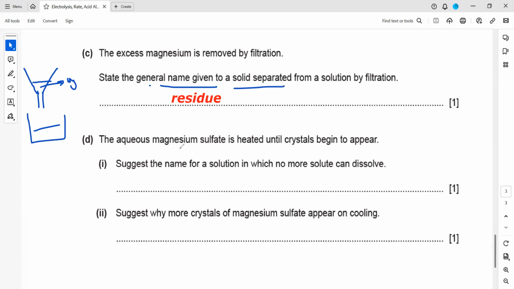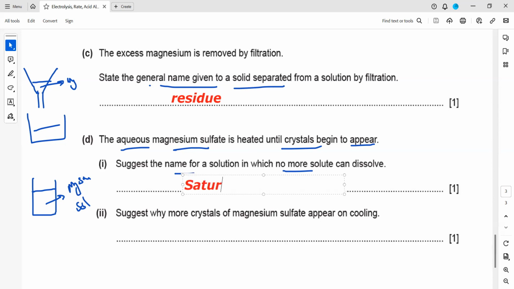The aqueous magnesium sulfate, the magnesium sulfate solution, is there. Aqueous means dissolved. It is heated until crystals begin to appear. State the name for a solution in which no more solute can dissolve. So what is the name given to a solution which cannot dissolve any more solute? We call that a saturated solution. So a saturated solution is a solution which cannot dissolve any more solute.